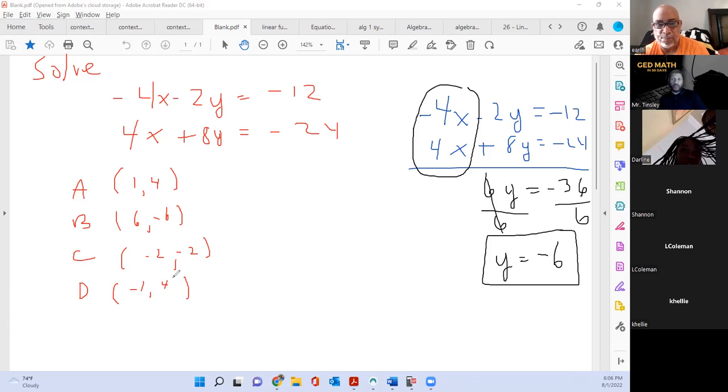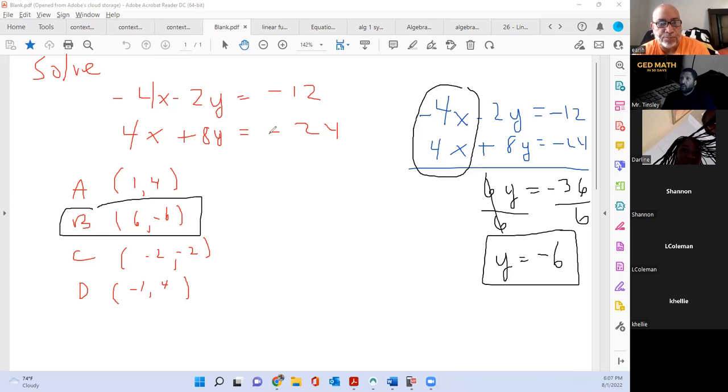So as we look down these multiple choices, which option is the only one that has a y of negative 6? B. So we don't even have to solve for the other variable. We only have to solve for x. Normally, when you're solving a system of equations, you have to solve for x and y. But when you're given a multiple choice, especially in this case, since we only have one option that has negative 6 for y, we are done. Everybody understand that?